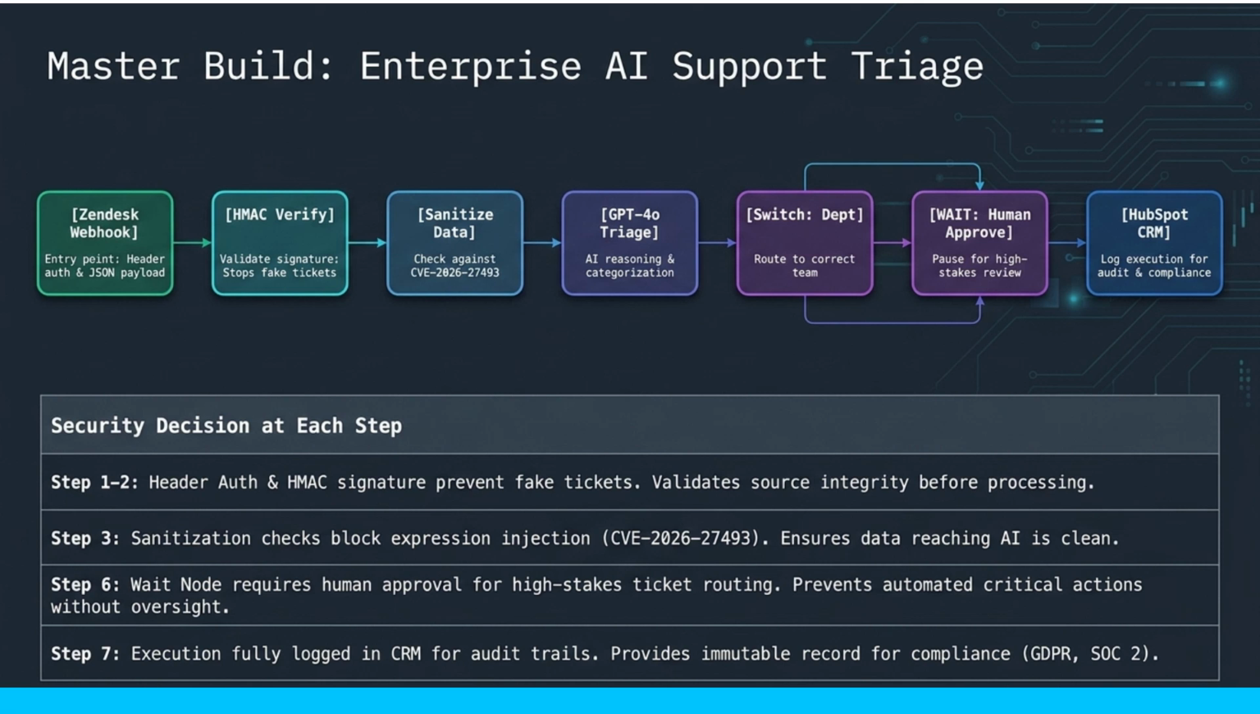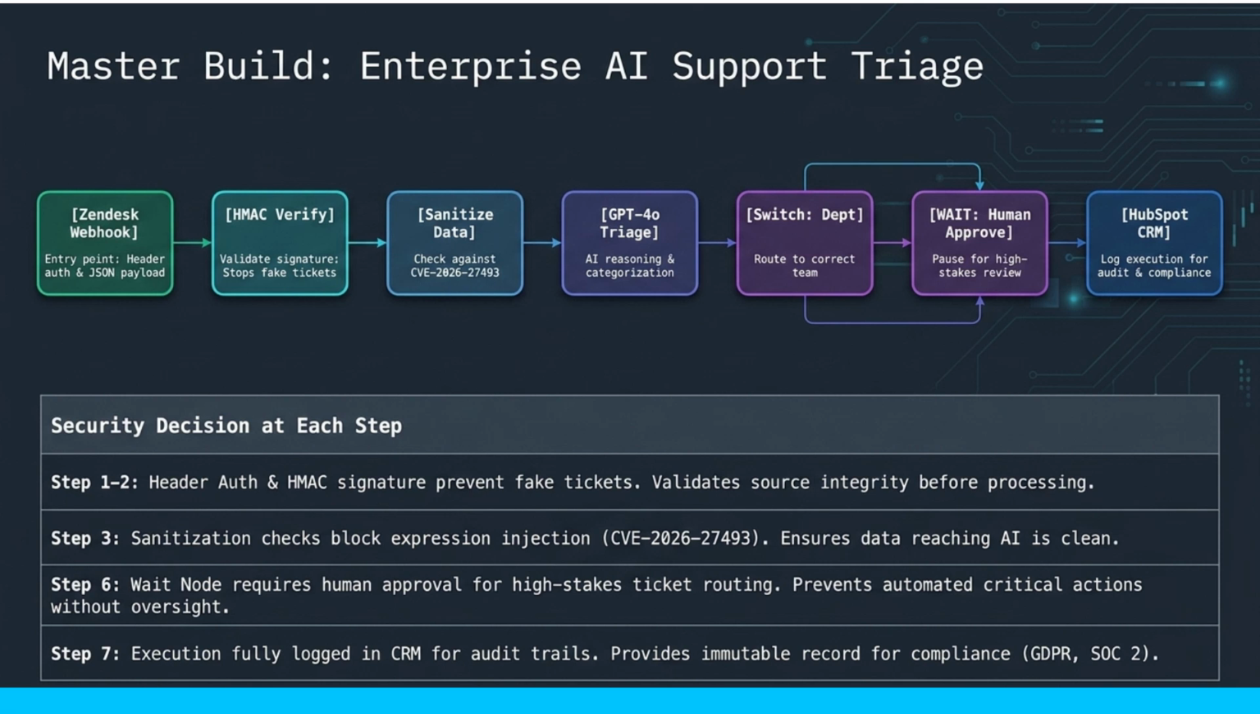Step 6. The wait node. For high-stakes tickets, the workflow pauses completely. A Slack message goes to the team lead. They review the AI draft. They click Approve. The workflow resumes only on confirmed human approval.